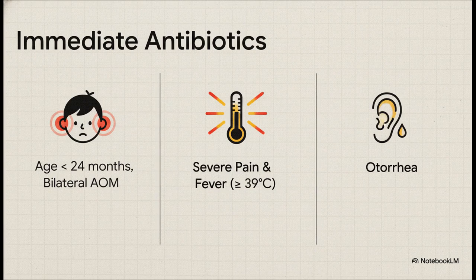Okay, so you must start antibiotics right away for any patient with severe signs or symptoms. And the guidelines define severe for us. That means moderate to severe ear pain, pain that's lasted for more than 48 hours, or a temperature of 39 degrees Celsius or higher. It's also mandatory for any child under 2 with bilateral AOM and for any patient with otorrhea, that's drainage from the ear, which tells you the eardrum has perforated.